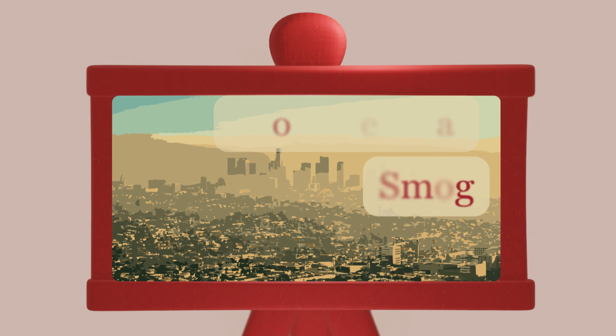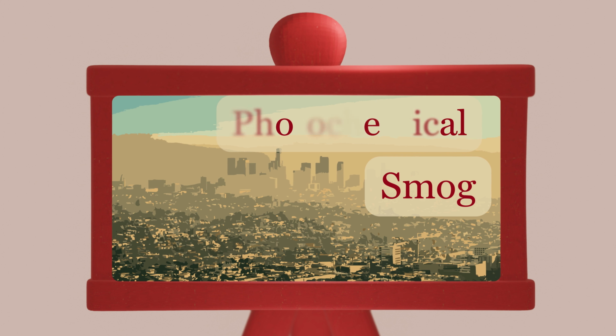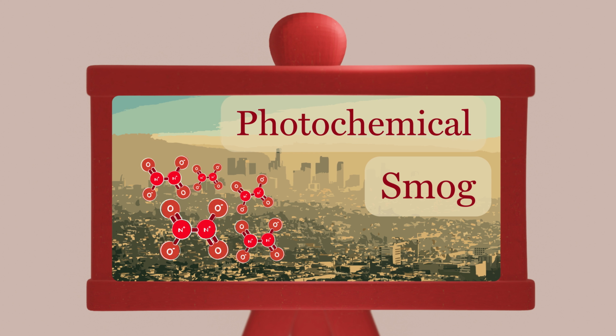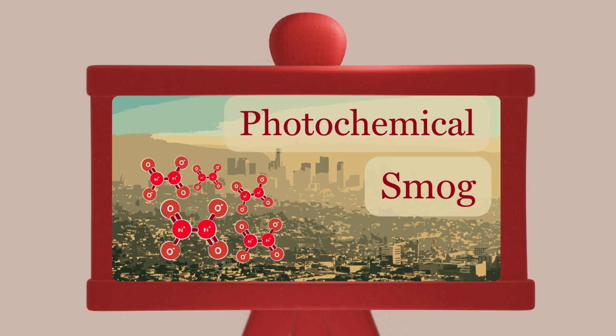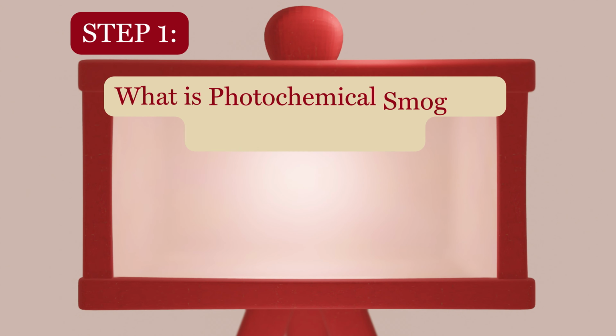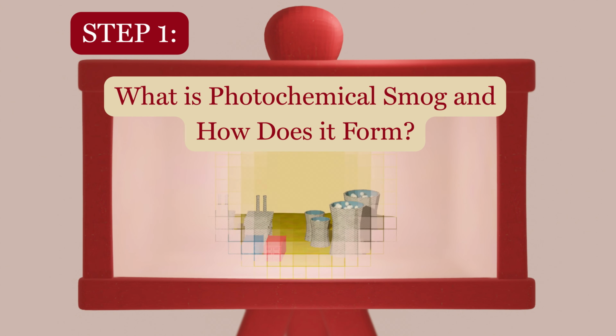Today, we're going to take a look at one of the most persistent and dangerous forms of modern air pollution, photochemical smog. Unlike the smog of the early industrial era, which came from burning coal, this type of pollution is formed by chemical reactions between sunlight and pollutants in the lower atmosphere. Let's break it down into some easy to follow steps.